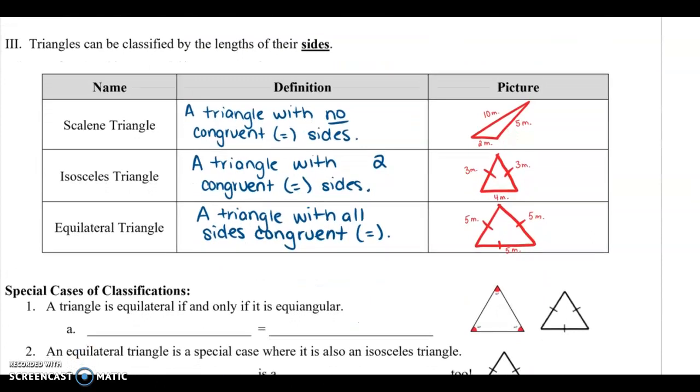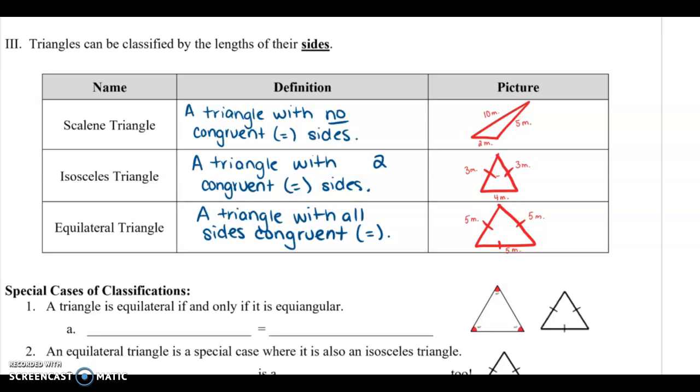Okay, here are our sides. So take a moment, pause the video, and copy down these definitions. A scalene triangle is a triangle with no congruent sides, so they're all different side measures, 10, 2, and 5. Isosceles is a triangle with 2 congruent side measures, so you see those congruent marks there, 3 and 3, are equal to each other, where 4 is different. And an equilateral triangle is a triangle where all 3 sides are going to be equal to each other, and you can see in my picture that they're all equal to 5.